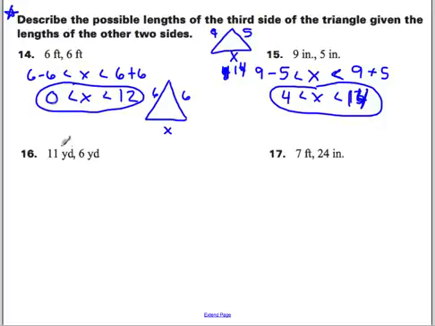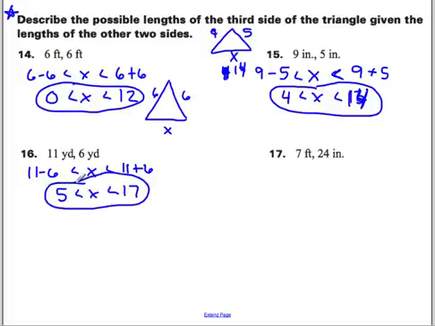We're working with yards. We'll do the same thing. We'll say 11 minus 6 has to be less than x, has to be less than 11 plus 6. So this would be 5. This is 17. I really like this. This is so easy. I could do this all day. If I could get a job doing this, that'd be sweet.